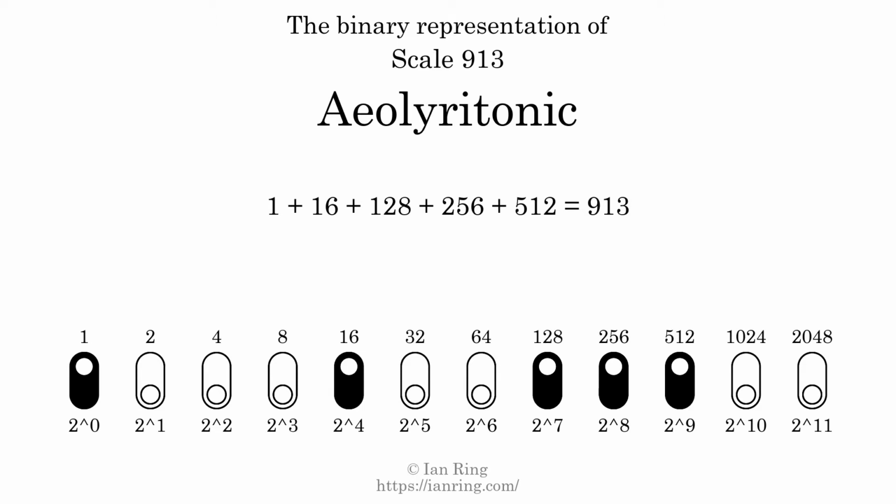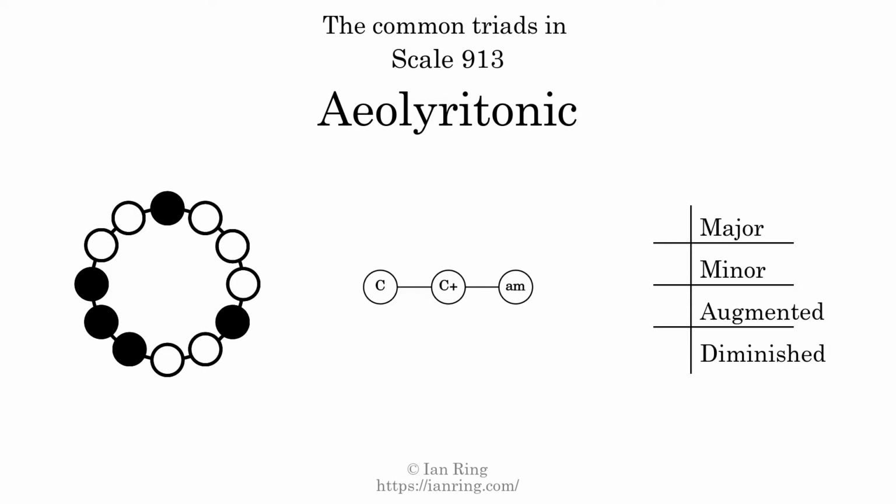The scale number not only enumerates the scale with a unique index, but it also literally describes the tonal content of the scale. Represented as a binary number in base 2, the scale number is 001110010001. Here are the common triads present in this scale.